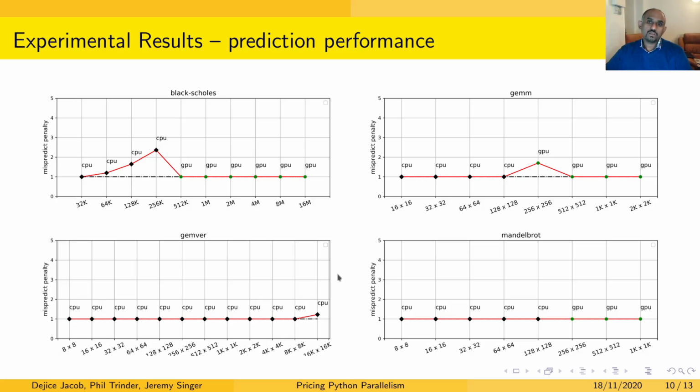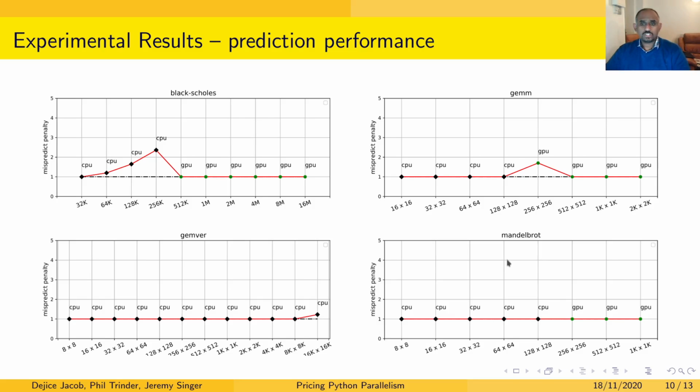Now, here are the experimental results of the cost model. We see that initially the CPU is predicted to be the performant device, and then as the domain sizes get larger, the GPU is faster. Where we don't mispredict, the optimal value is 1. When we do mispredict, the spikes in the graph give us the penalty for misprediction. You can see for gem there's 1 value here, and for black scholes at the lower end.